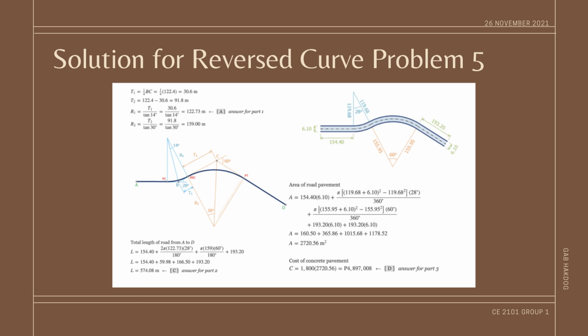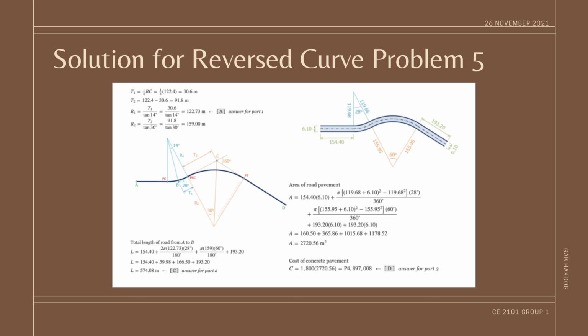So we add here 193.20 times 6.10, then the product is squared. Okay, so we have here the simplified form, which is 160.50 plus 365.86 plus 1015.68 plus 1178.52, and the answer is 2720.56 meters squared.